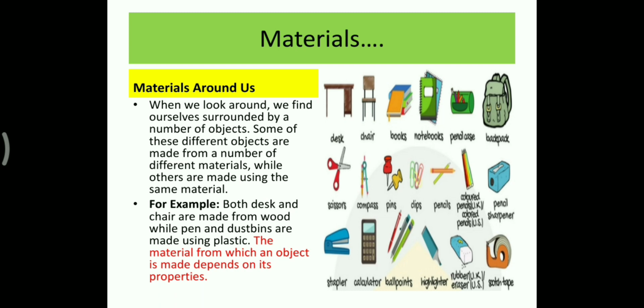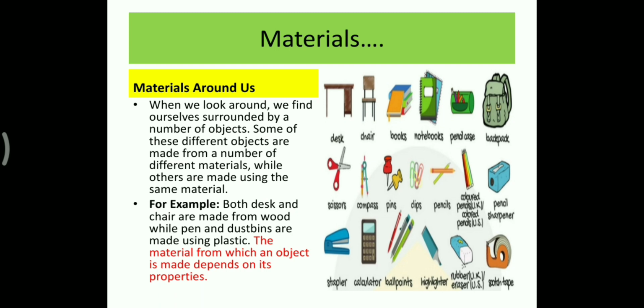So these are objects. Let me give you an example of an object which is made up of a single material. Single material objects are, for example, a chair. A chair is made up of wood, and a chair is made up of plastic also. So this is an example of an object which is made up of a single material.